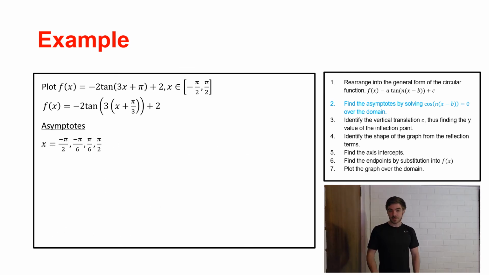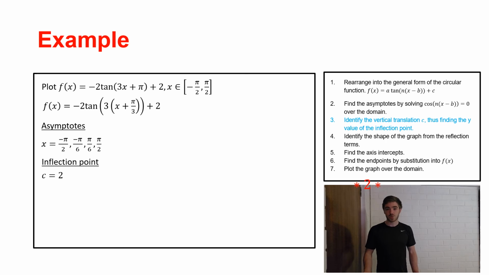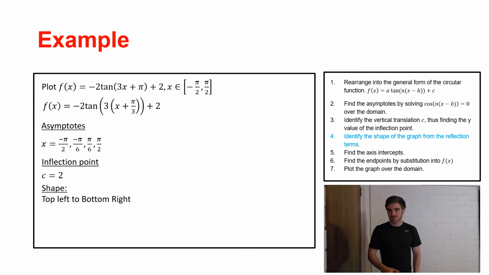Having achieved the asymptotes, we're now just going to find our inflection points, which is pretty quick. It's just the vertical translation of 1. Hence, all of the inflection points are going to occur at y equals 1. Now, we just want to have a look at the overall shape. We have a reflection term, which means we're going to go from top left down to bottom right, just like how the cubic would.